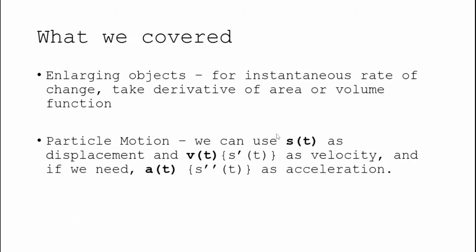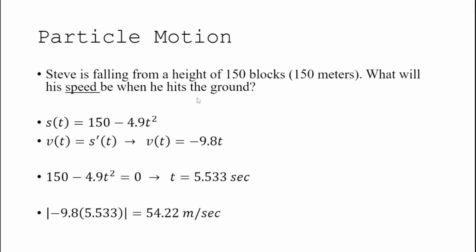Now let's move on to some particle motion. Steve is now falling from a height of 150 blocks. In Minecraft, blocks are about 1 meter, so we have 150 meters. We are also going to assume that he's falling down towards the ground, so he will eventually hit it. What will his speed be when he hits the ground? And we're also going to assume that he's on Earth, so he's going to have the gravitational acceleration of Earth.